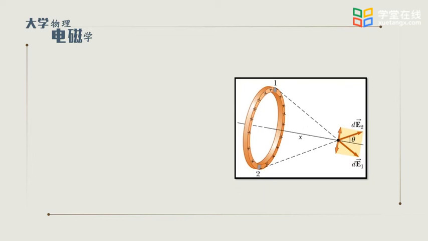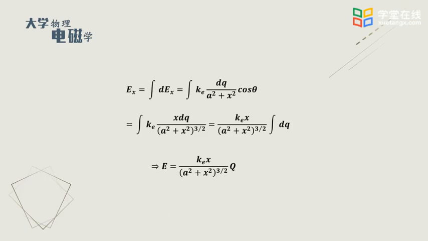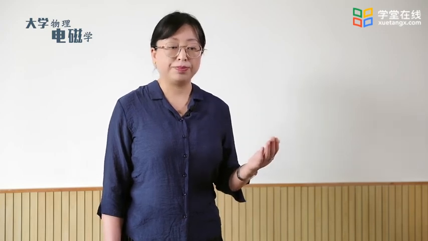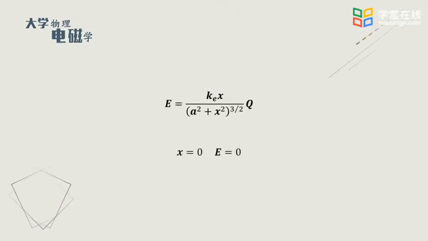We focus on the electric field contributions from two segments on opposite sides of the ring. Because of the symmetry of the situation, the perpendicular components of the field cancel. We eliminate the y components of the contributions from each pair of segments. Hence, the total field can be obtained by simply adding all the parallel components. Now, let's check some special cases based on this result. At the center of the ring, where x equals 0, the field is 0.